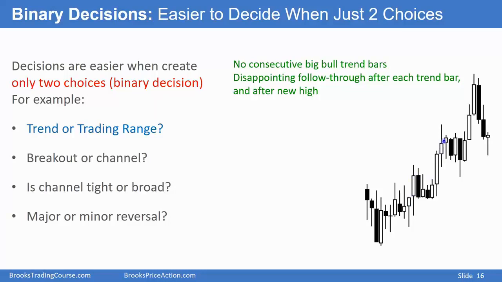Bull bars, but not great follow through after bull bars. Where are the consecutive big bull trend bars? That makes this more likely a bull leg in what will end up as a trading range. There's disappointment after every bull bar, bear bar trying to break out, disappointing, trying to break out, disappointing. And we have a lot of bear bars in this rally, closing on the low, decent sized bodies, closing on their lows. So this is probably a bull leg in what will end up as a trading range.